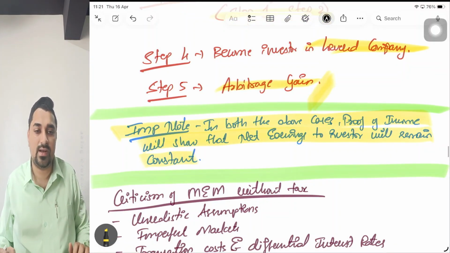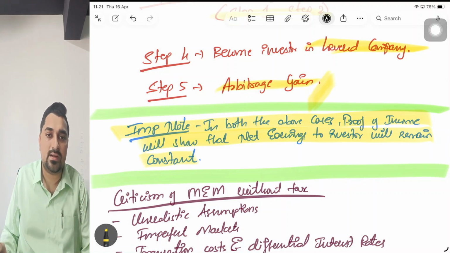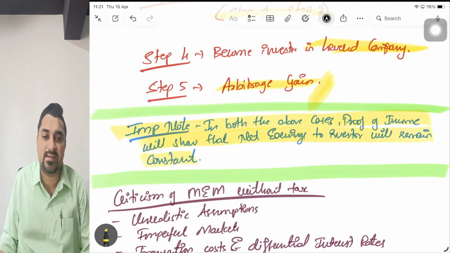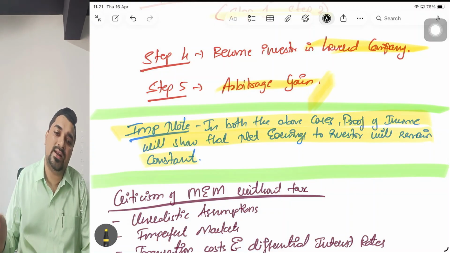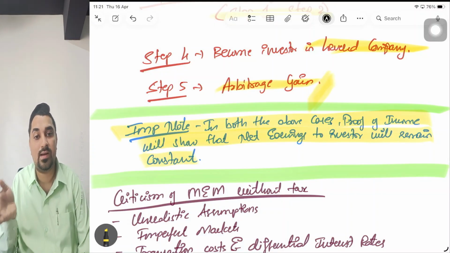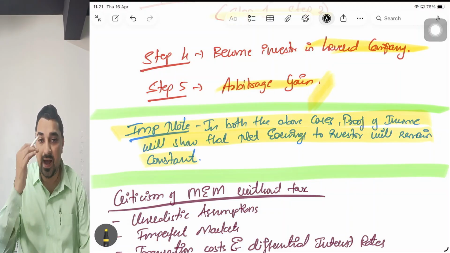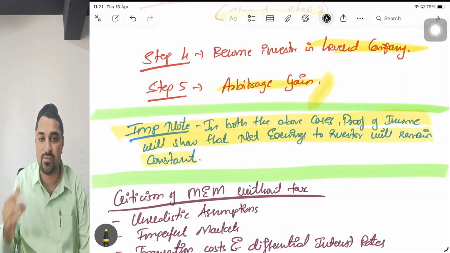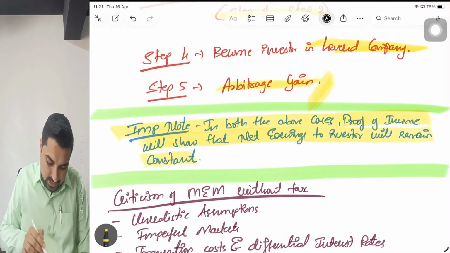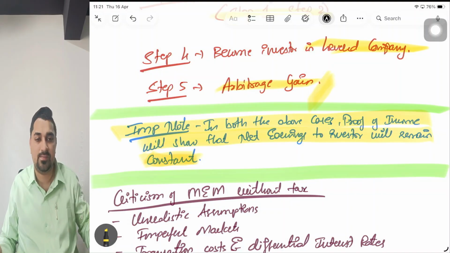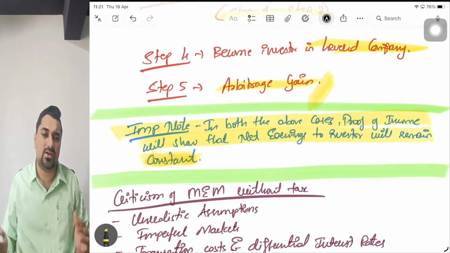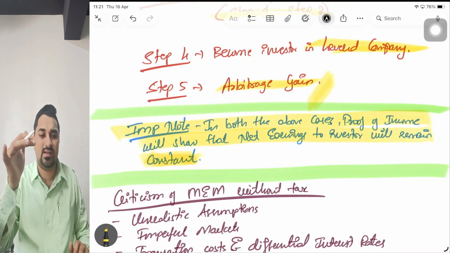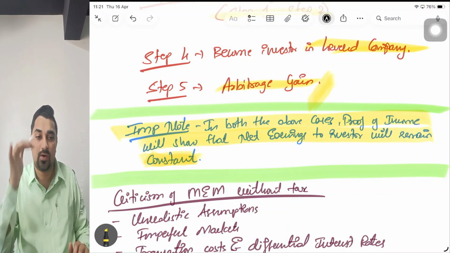But a very, very important note: the exam question may end at arbitrage gain, but the question may ask you to calculate the ultimate earnings, the net earnings as an investor. In that case, when I move from a levered to unlevered or unlevered to levered company, as a shareholder, when I draw up my profitability statement, in both the cases my net earnings will remain the same. This we have discussed in the classroom as well.